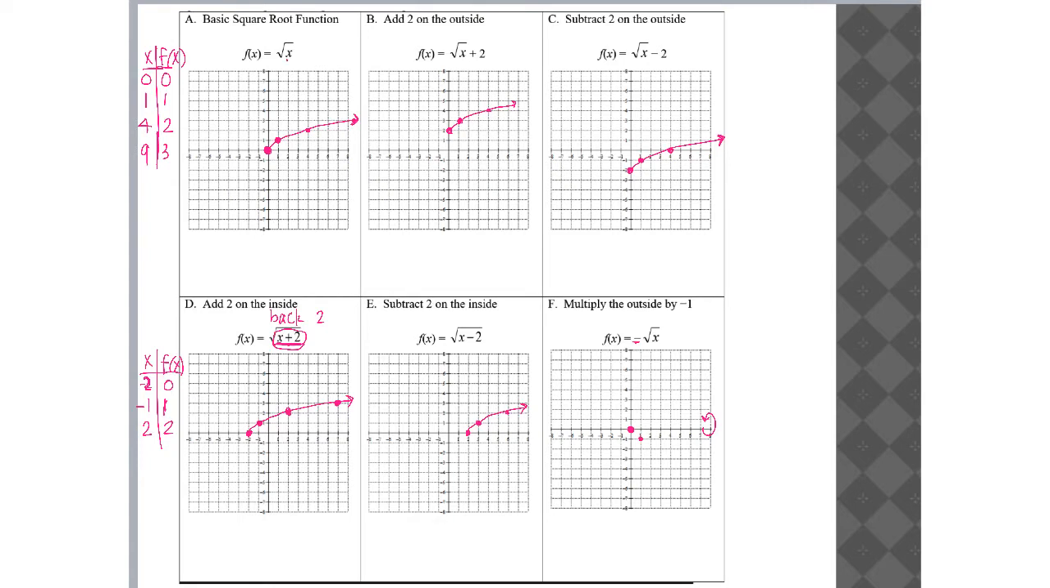If I plug in 4, the square root of 4 is +2, but multiplied to that negative on the outside is going to give me -2. And even if we plugged in 9, we would get a -3. So again, notice we are maintaining the same shape. We are keeping the correct ordered pairs, and we are sketching this through those ordered pairs.